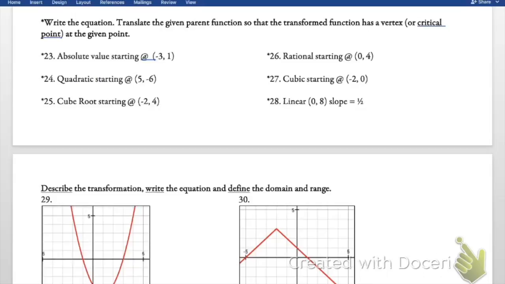Okay, so when I look at these, I notice it gives me a starting point. That's the tip of the absolute value, the bottom of my quadratic curve, the center of my cubic, the asymptotes, crosshairs for my rational. That's where it's at. Okay, the X value, remember, is going to go inside, and the Y value goes outside. So for my absolute value function, if -3 is the X, it's going to go inside and change signs, and the 1 goes outside and keeps the sign.